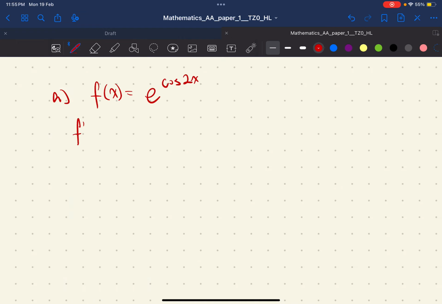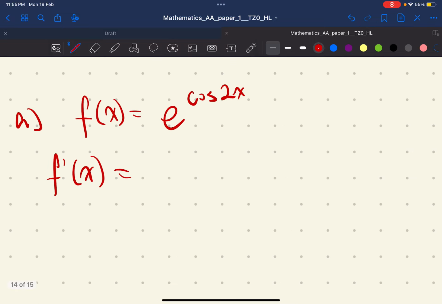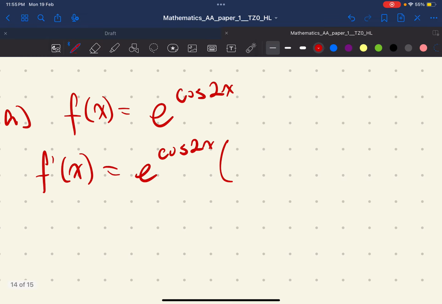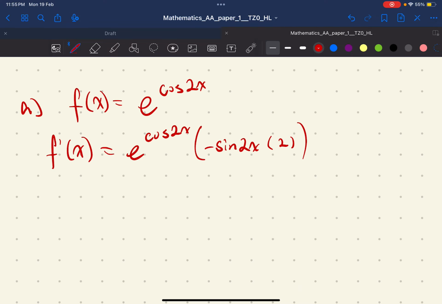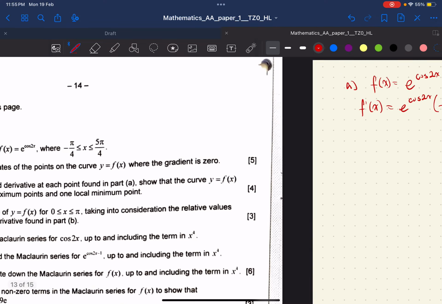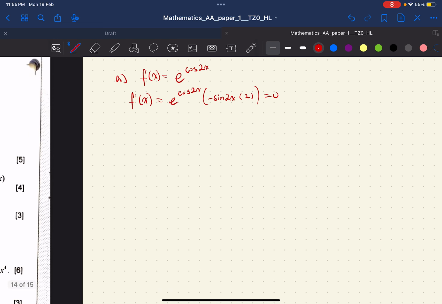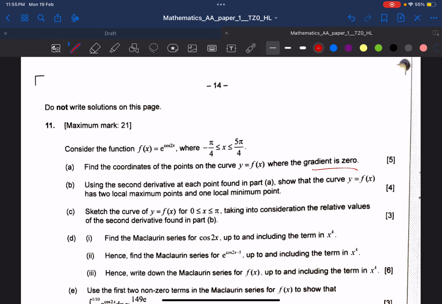So we just need to differentiate this like normally. According to the chain rule, first differentiate the outside, which is e itself, then differentiate the inside, which is negative sine, and then differentiate the inside again, which is 2. So it's a chain rule upon a chain rule. Then we equate this to 0 because we want the gradient to be 0, right? It's 5 marks, and then we have the domain here.